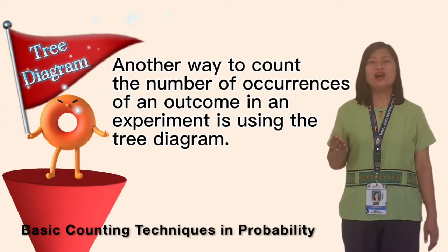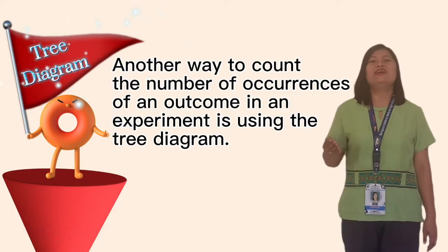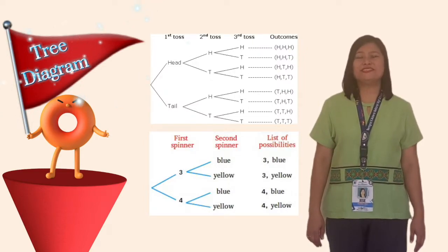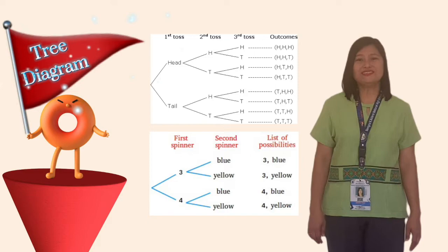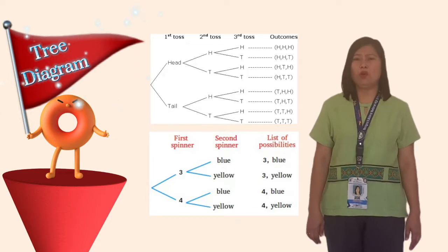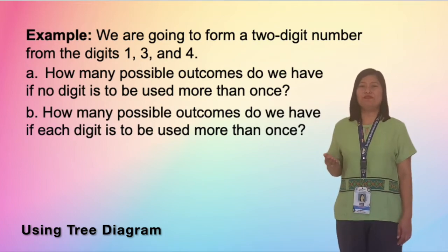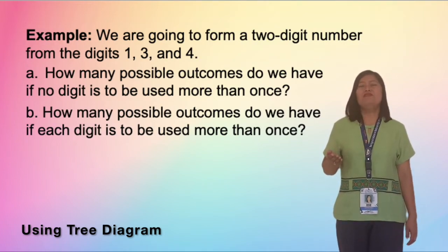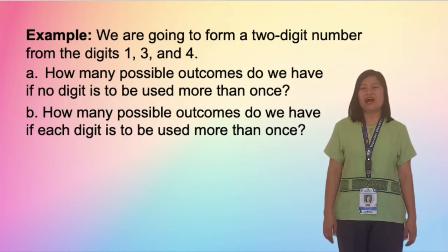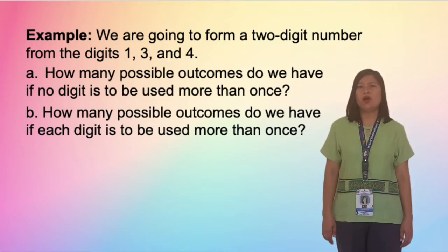Another way to count the number of occurrences of an outcome in an experiment is using the tree diagram. The tree diagram starts with one item that branches into two or more, each of which branches into two or more, and so on. Example, we are going to form a two-digit number from the digits 1, 3, and 4. How many possible outcomes do we have if no digit is to be used more than once?